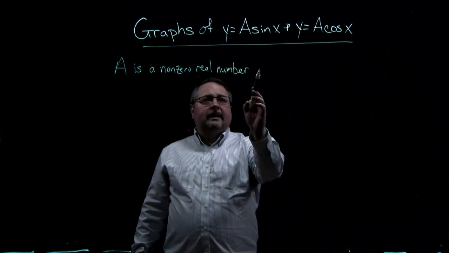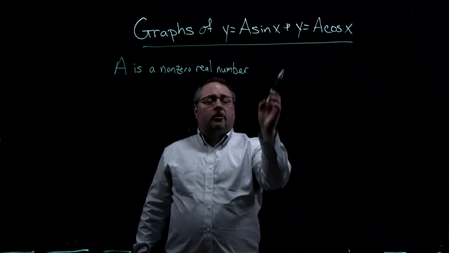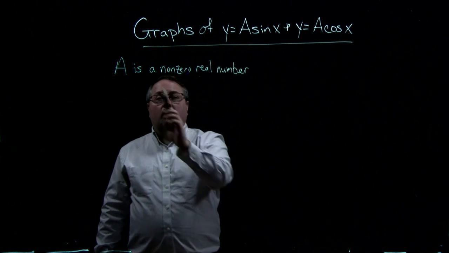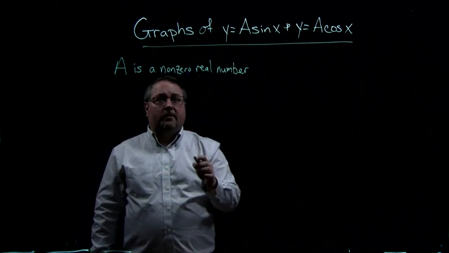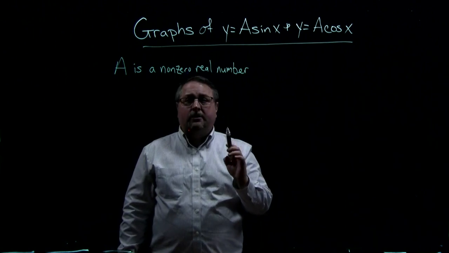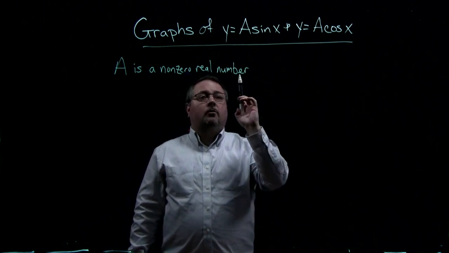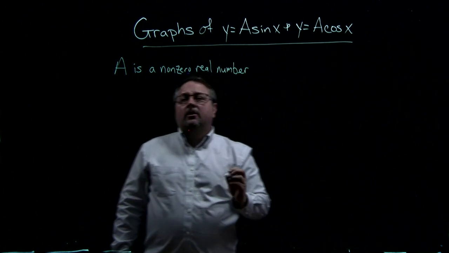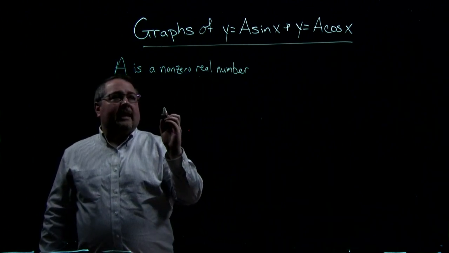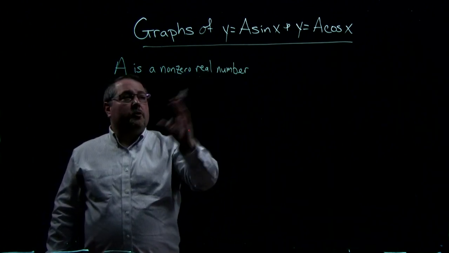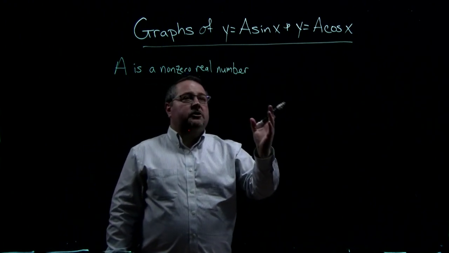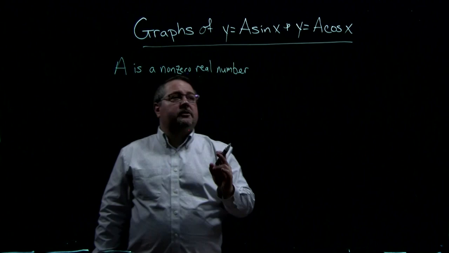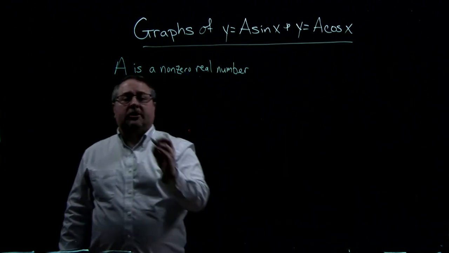Regardless, whenever we take a sine or cosine graph and multiply it by some number a, that is going to serve to multiply the y-coordinates by a. So the idea is that the graph doesn't move horizontally because we're not doing anything to the x's. It is going to shift vertically, and the way it's going to change vertically is via a stretching or shrinking.